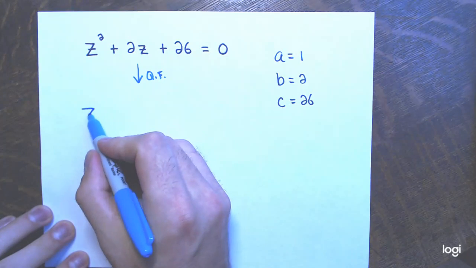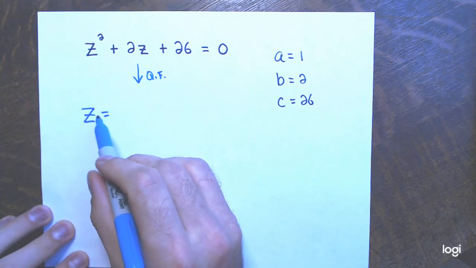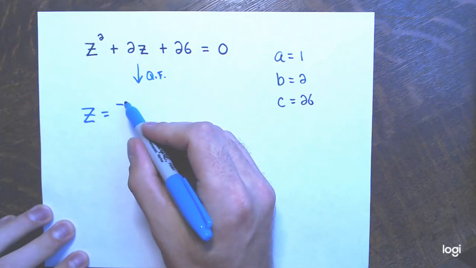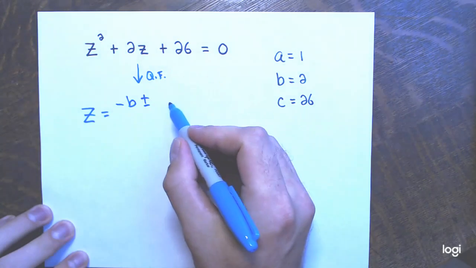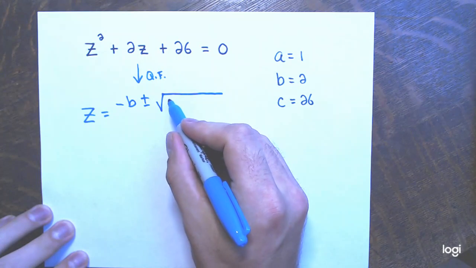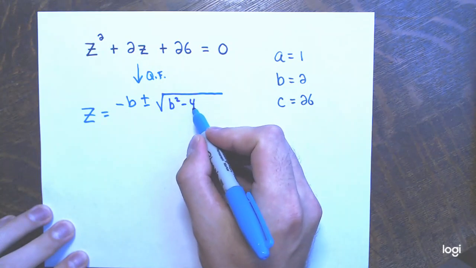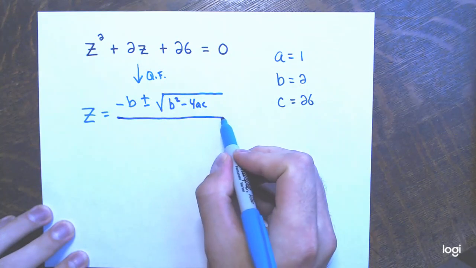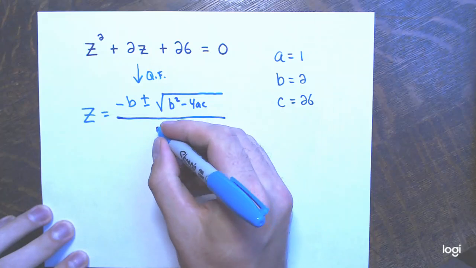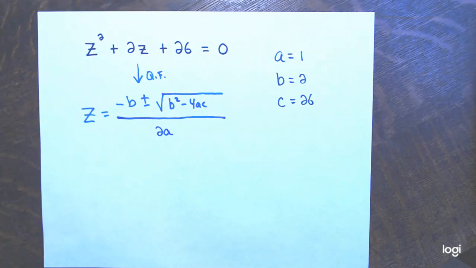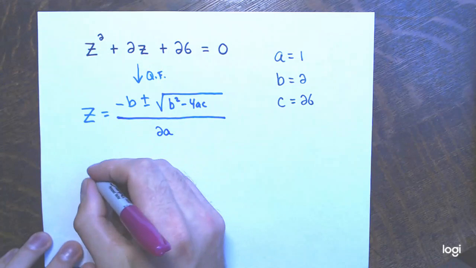The solutions of this equation will look like this: z equals, instead of x, z now. The opposite of b plus or minus the square root, and then inside that square root, b squared minus 4 times a times c. And then everything I just wrote is in the numerator, big bar, and then divided by 2 times a. So I'm going to punch those numbers in, and here are the solutions.